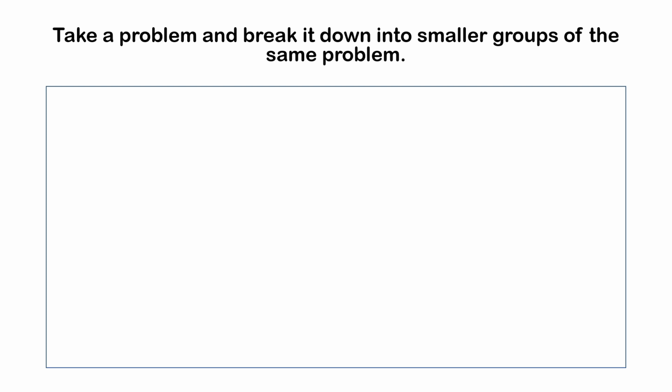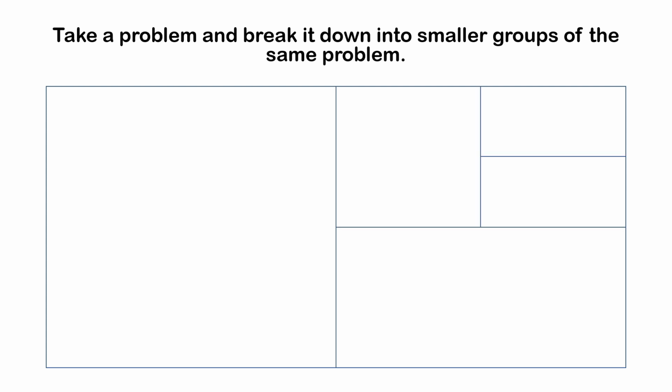So here, let's let this rectangle represent our problem. What I'm going to do is, instead of trying to solve it all at once, divide it in two. Now, I still have the same problem, but it's in two smaller sections. I'm going to take that same problem and divide it in half again. And again. And again.